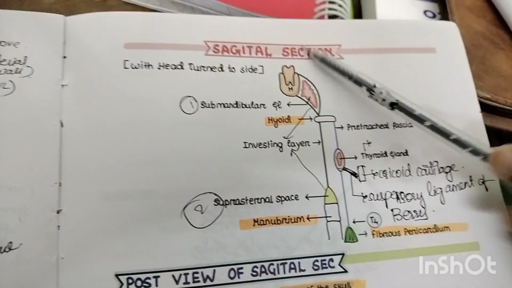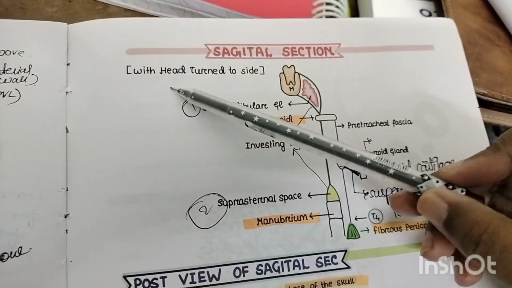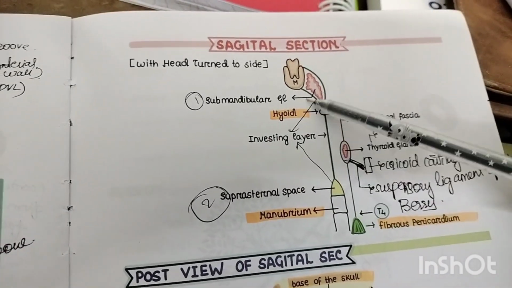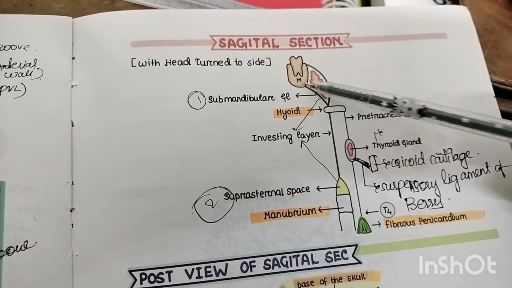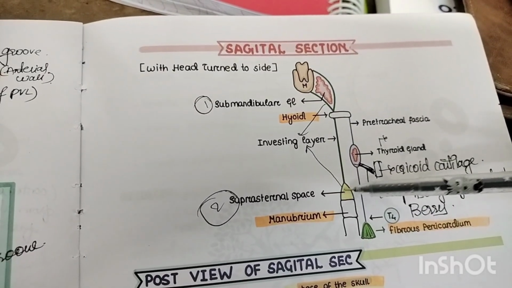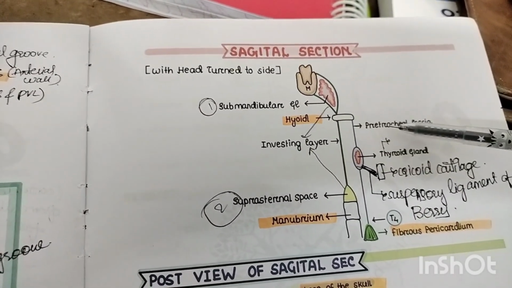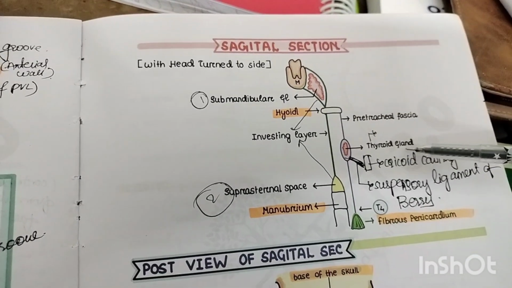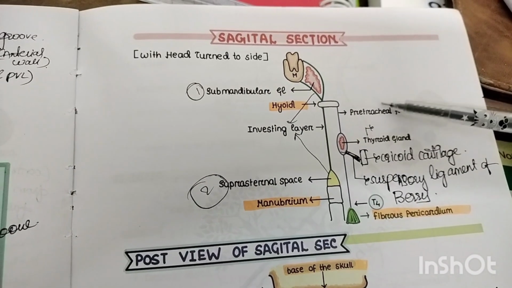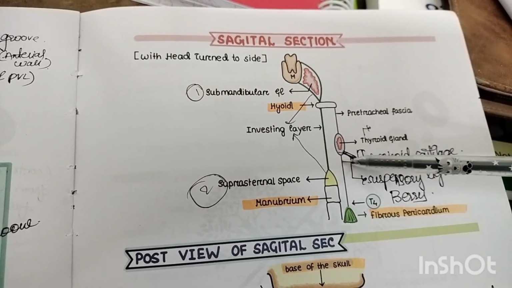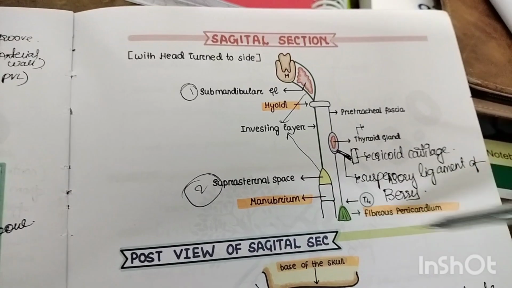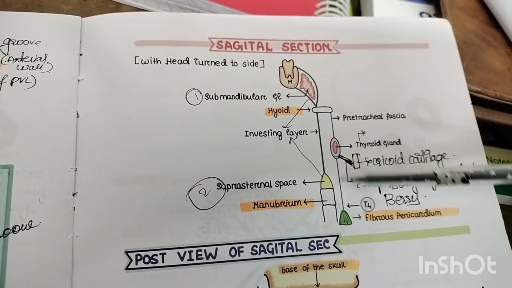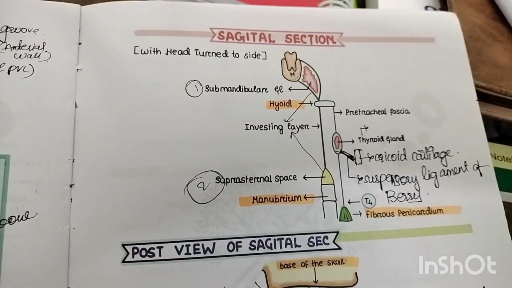If we take the sagittal section, with the head turned to a side, we can see this green color. It is the investing layer. It encloses the submandibular gland and extends till the suprasternal space. Posteriorly we have the pretracheal fascia, which encloses the thyroid gland. The visceral layer of the pretracheal fascia encloses the thyroid gland, and it merges with the fibrous pericardium at the level of T4. From thyroid to cricoid, we have the suspensory ligament of Berry.